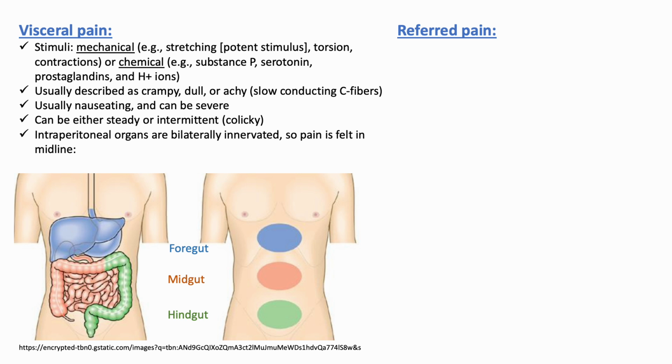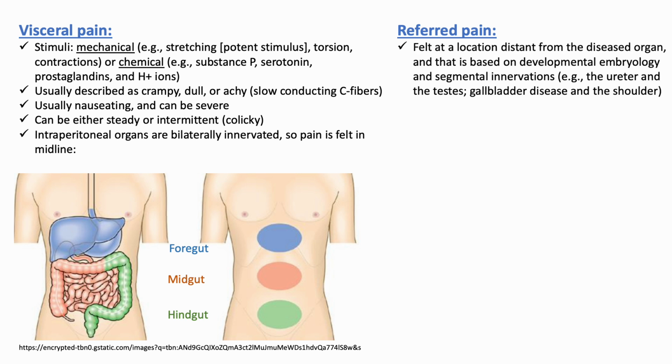Now, referred pain. So it's basically pain that is felt in a location distant from the diseased organ. And that's based on the developmental embryology and segmental innervation of that organ. And of course, the classical examples include the stone pain in the ureter, which can be referred to the testes, and gallbladder disease like acute cholecystitis. Sometimes the patient might feel that in the shoulder.